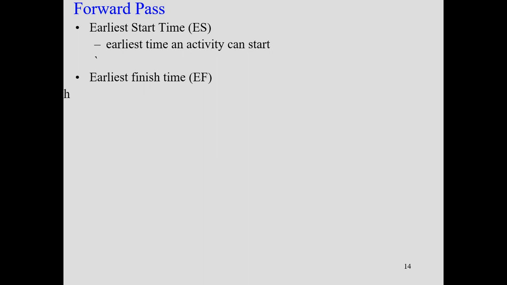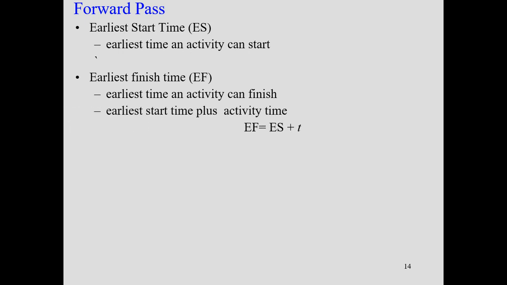Here are the different time estimates. Number 1 is called the earliest start time, the earliest time that an activity can start. Then we have the earliest finish, again the earliest time an activity can finish. So early start, early finish. Early start plus T will give you early finish, because T is the duration of that particular activity.